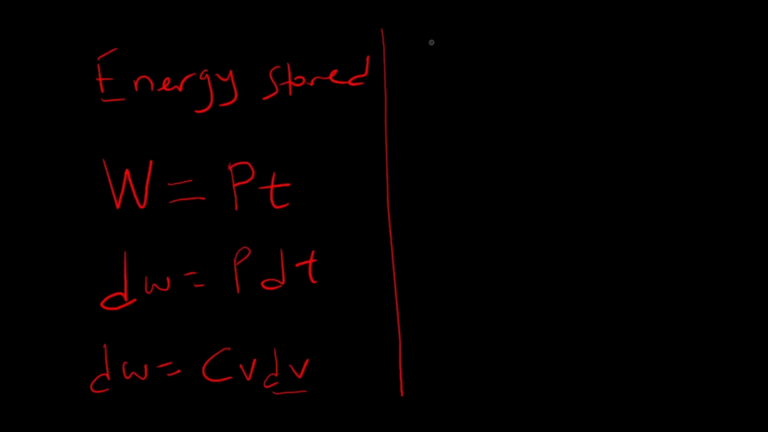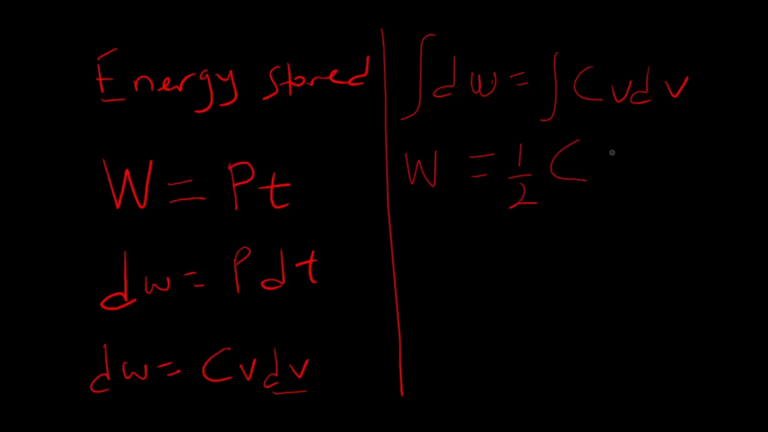So integrating dV, we have that the work or energy stored in a capacitor is equal to, now assuming that C is constant, we only need to integrate this. It becomes half CV squared, right? That's it. So this is the formula for work.